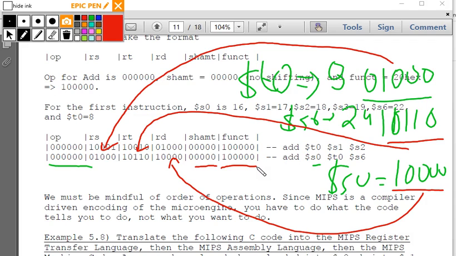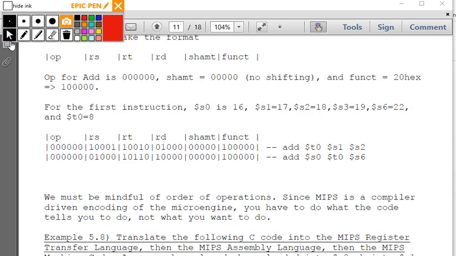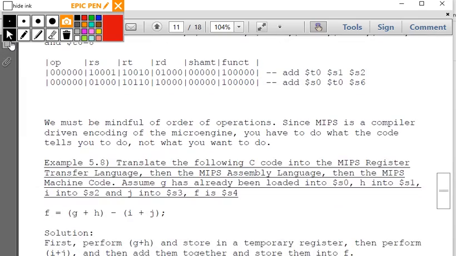Maybe I have this little paragraph that we've already talked about, order of operations. So we'll do one more problem, then we'll dismiss you guys. We'll do order of operations. We'll do example 5.8, and then you'll be dismissed. And I'll email you guys the homework.